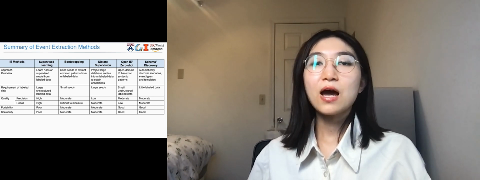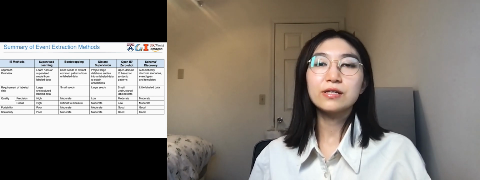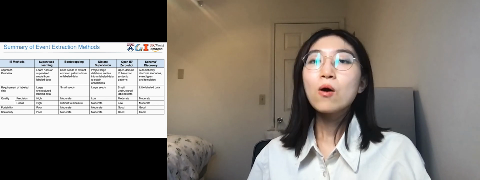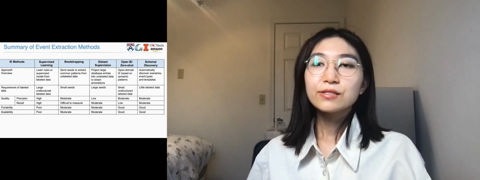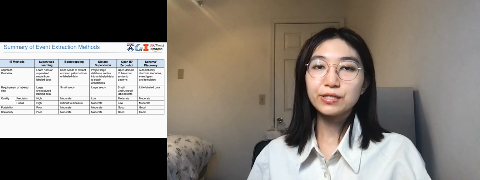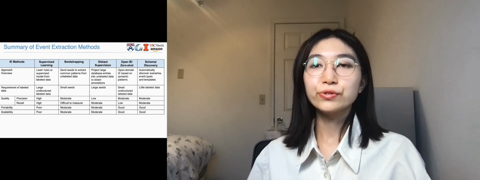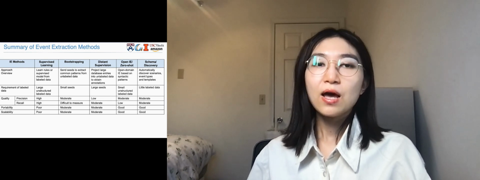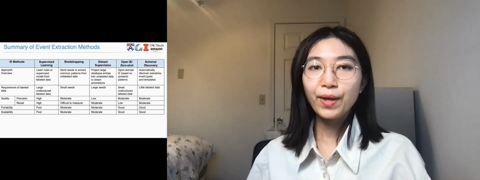To summarize, there are two main goals for an information extraction system. One is quality, so the system has good performance. Another is portability, so the system can be applied to new domains, new languages, and new data modalities.